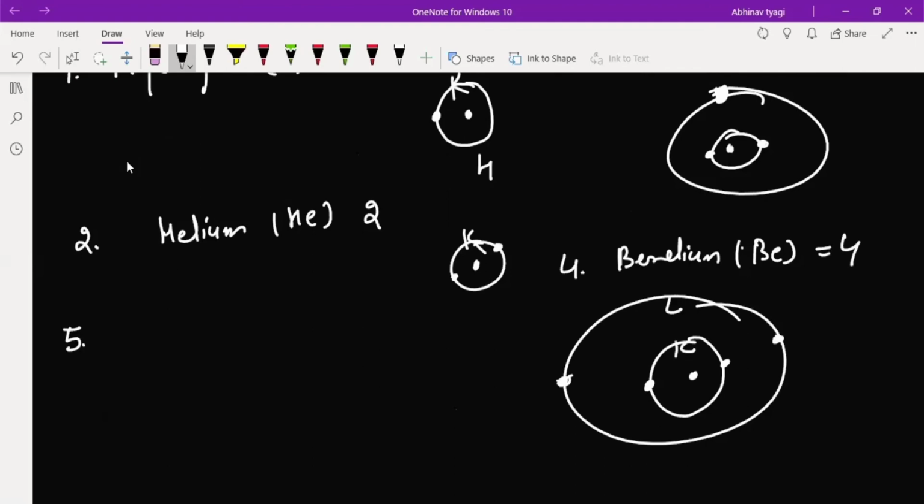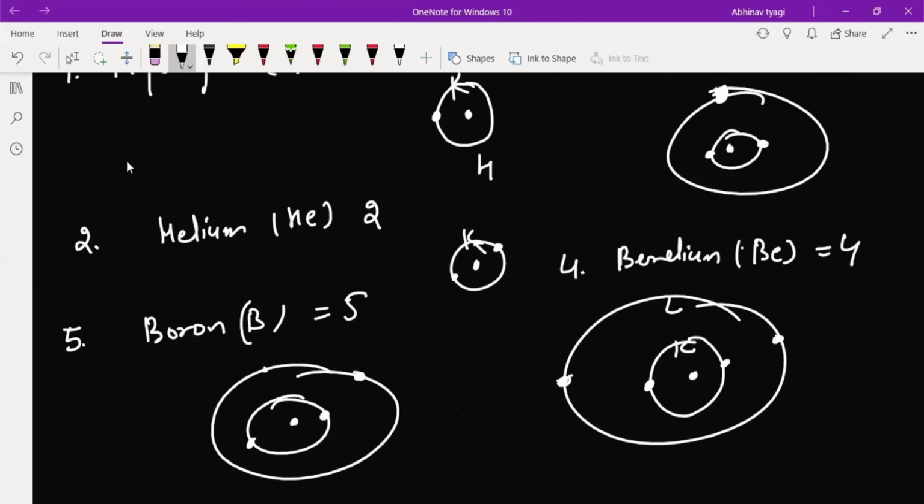Similarly, we can draw the structure of boron, symbol B, atomic number 5. The central part is the nucleus. The K shell contains 2 electrons, और बचे हुए 3 इलेक्ट्रॉन जाएंगे L shell में. ये आपका K shell और ये आपका L shell. So this is all about the schematic atomic structure of a few elements.